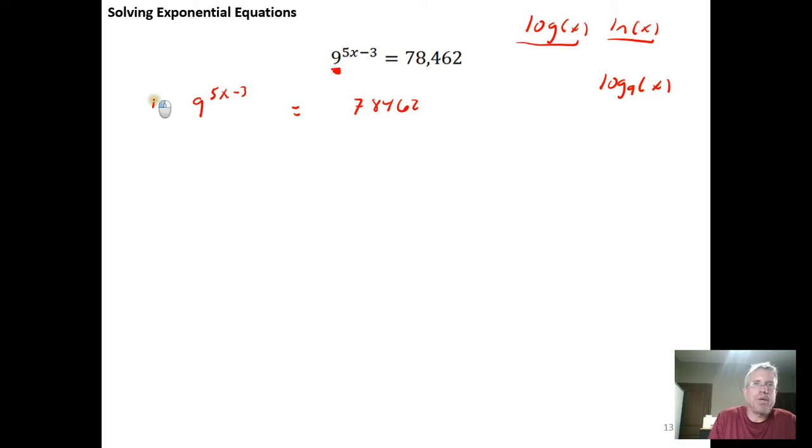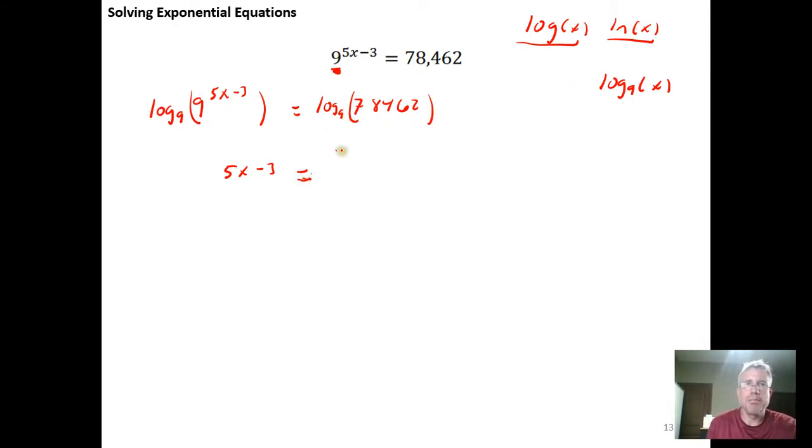So the most natural way to attack this would be to go log base 9 of everything on the left-hand side and log base 9 of everything on the right-hand side. It'd be nice because log base 9 would cancel the exponentiation base 9, and it would just cleanly leave us with 5x minus 3. But the calculator isn't going to be able to handle this. So to do an approximation in a calculator, you would need to do the change of base formula.